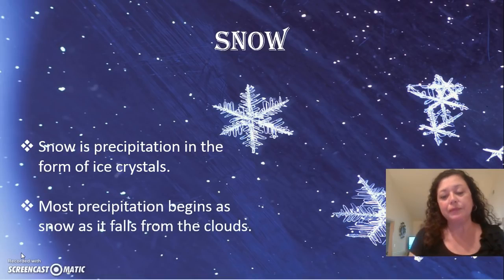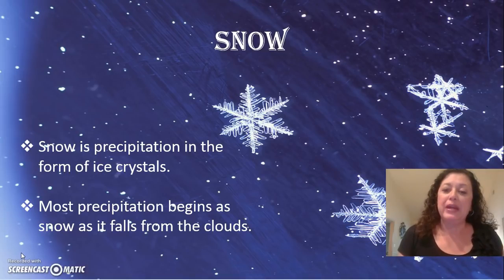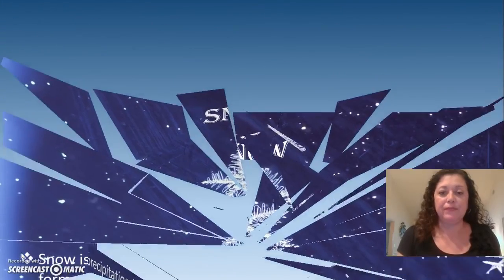In fact, most precipitation begins as snow as it falls from the clouds. So because it is cold up in the atmosphere, up in the clouds, as that snow falls, then it turns to rain as it warms up, as it's coming down through the atmosphere.